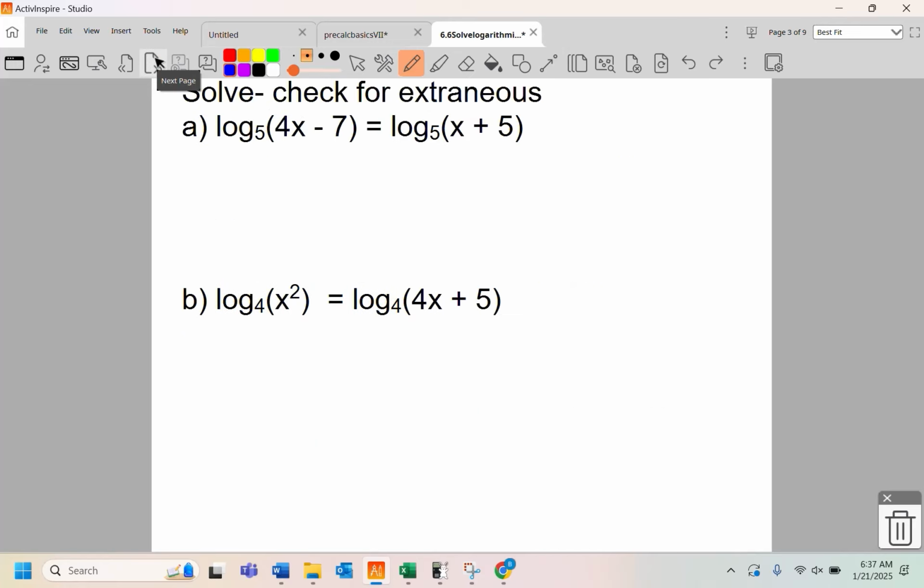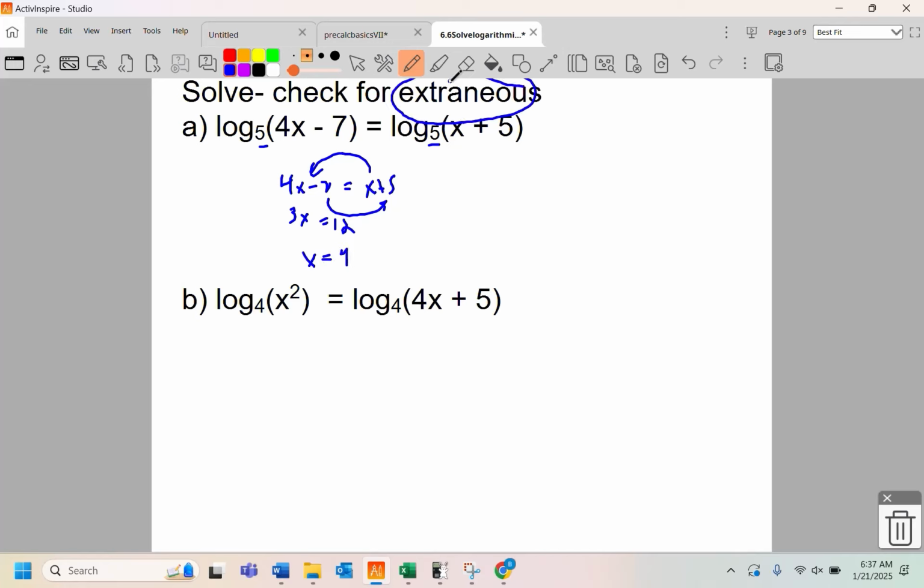That can't be that easy. All right, solve and check for extraneous. So the first thing we do is we make sure we have the same base. And if two things have the same base, we just use this property. I know that 4x minus 7 must equal x plus 5. All right. Subtract x, I'll have 3x. Add 7, I'll have 12. And this tells me that x is 4.